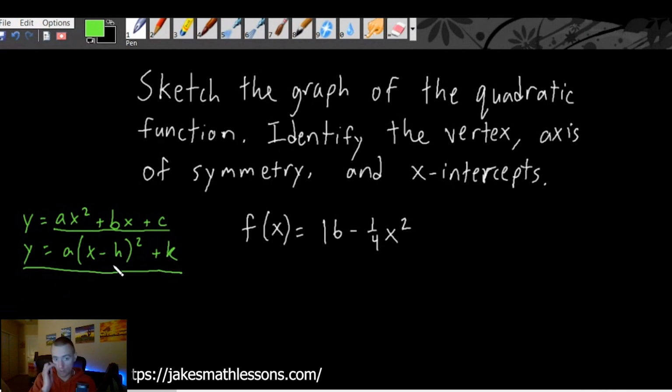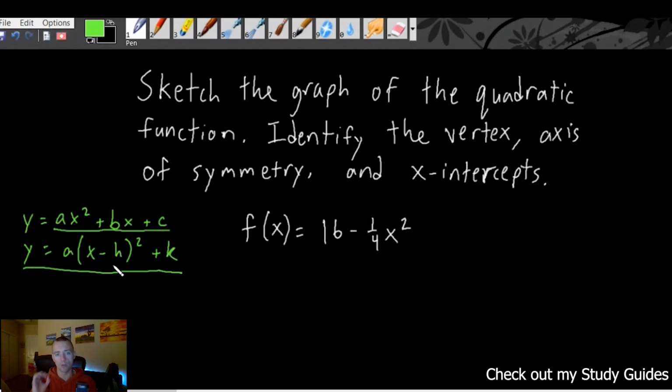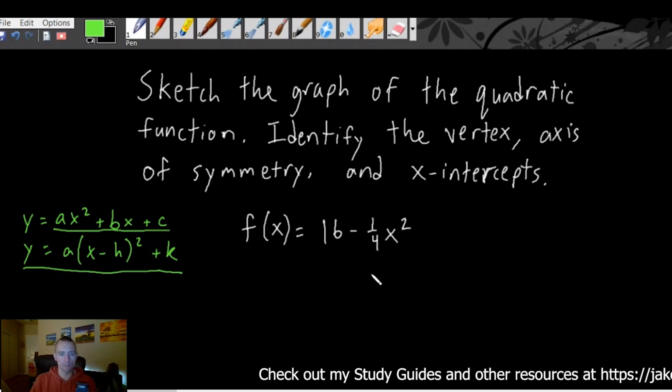Just be careful to cross-check this against how your textbook, teacher, or professor talks about the different forms of quadratic functions, and make sure you know how the terminology I'm using corresponds to the terminology your class uses. So just be careful of that.